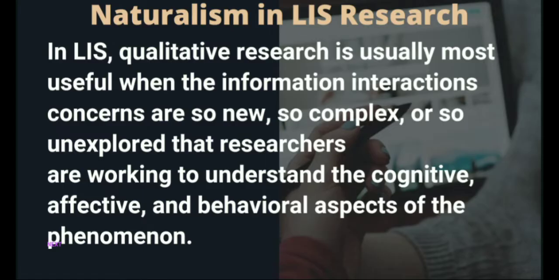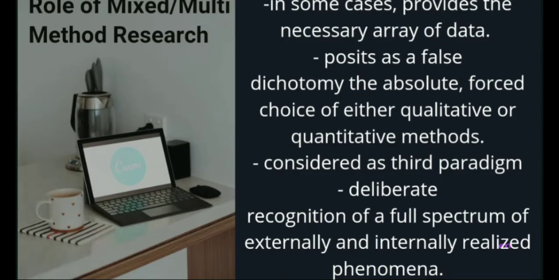Naturalism in LIS research, qualitative research, is usually most useful when the information interactions concerned are so new and so complex that researchers are working to understand them. The role of mixed or multi-method research, in some cases, provides the necessary array of data. It posits as a false dichotomy the absolute, forced choice of either qualitative or quantitative methods, and is considered a third paradigm. It also deliberately recognizes a full spectrum of externally and internally realized phenomena.